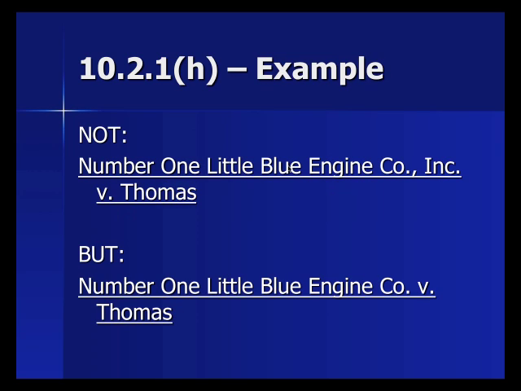Here's an example. In the first case name, we see that the party name includes both company and incorporated. Looking back at 10.2.1h, we see that both incorporated and company are specifically listed in the rule as duplicate business designations that will allow us to omit the second designation. Therefore, the case name becomes No. 1 Little Blue Engine Company.